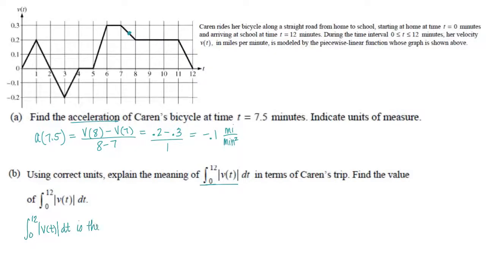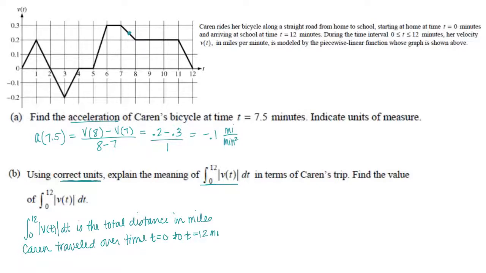is the total distance Karen traveled over time. Oh, I need to tell distance in miles. I need my units. It says correct units. Total distance in miles Karen traveled over time, t equals 0 to t equals 12 minutes.